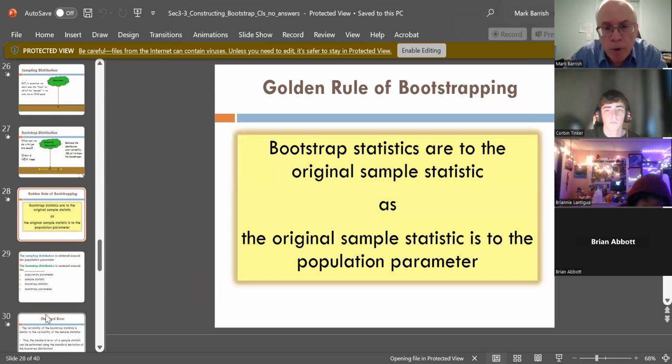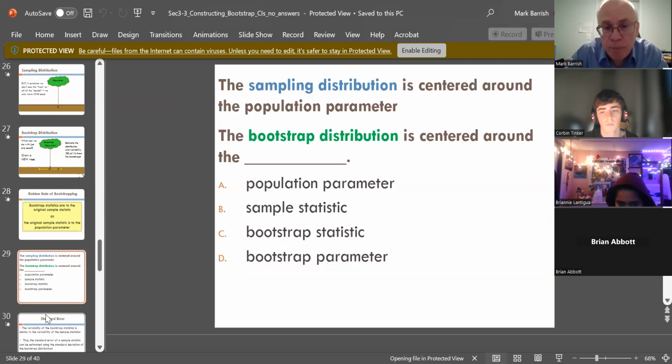So anyway, golden rule of bootstrapping: bootstrap statistics are to the original sample as the original sample is to the population. Basically, what they're saying here is when we create a bootstrap sampling distribution, it's like choosing a sample from the original population. It says the sampling distribution is centered around the population parameter. The bootstrap distribution is centered around what? Is it the population parameter? How was it generated? From what?